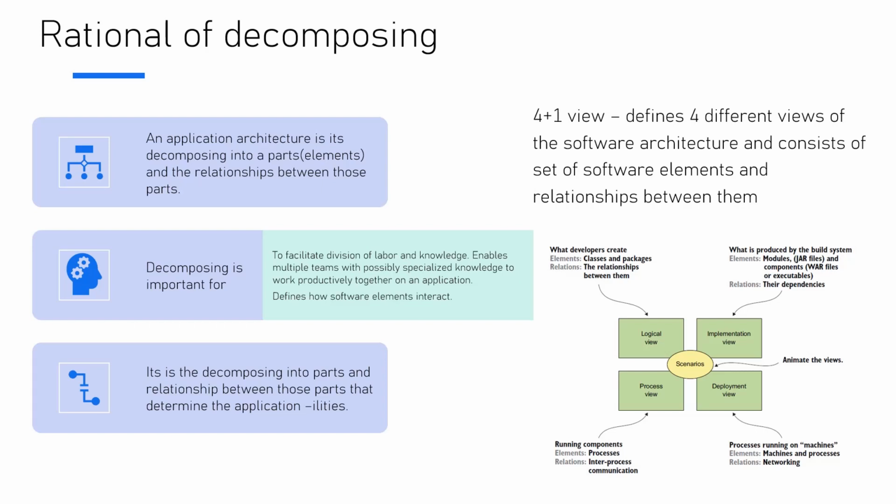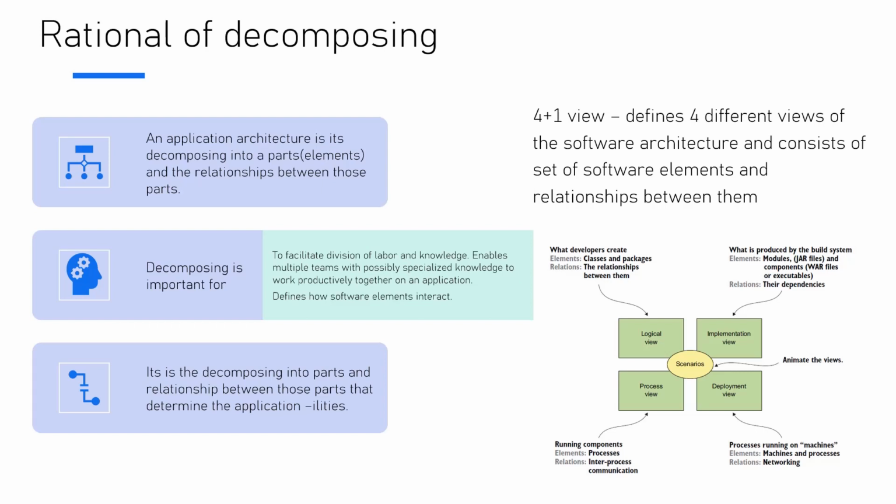And decomposing is important. The whole idea of building software is to facilitate division of labor and knowledge. You obviously want more than one team working simultaneously. Now, how do you get around that problem? By arriving at different parts and elements which are independent of one another, and at the same time, there are well-defined relationships between these parts. That goes in the direction of how they interact and the communication which comes along. So this enables multiple teams and possibly specialized knowledge to work productively together on an application. And this defines how the software interacts with one another.